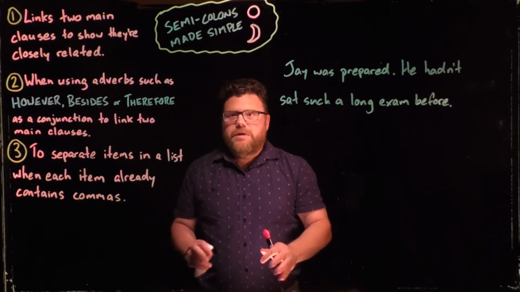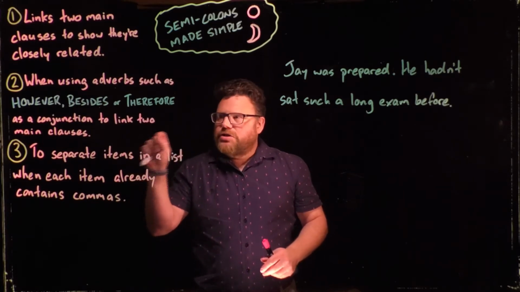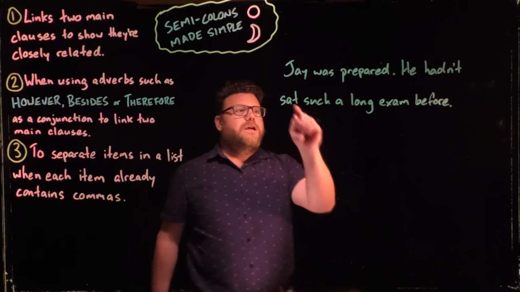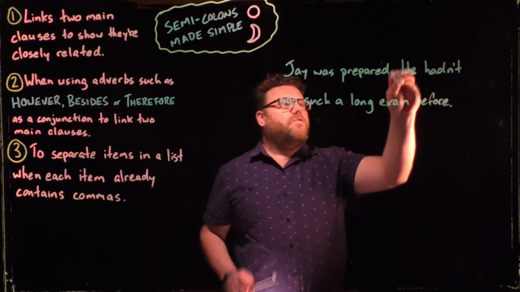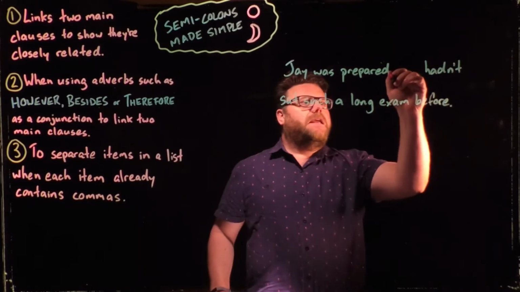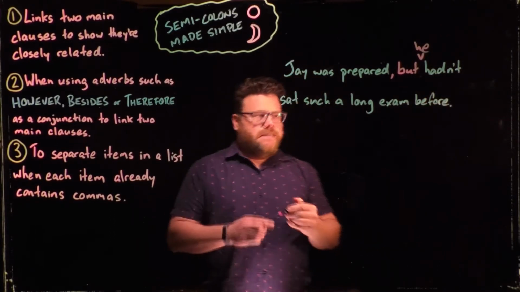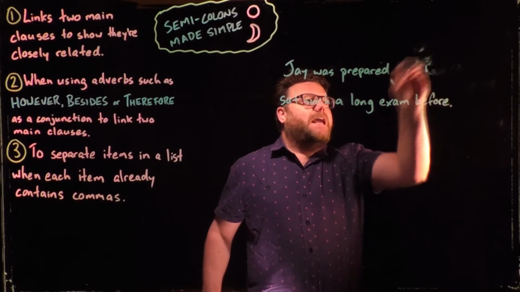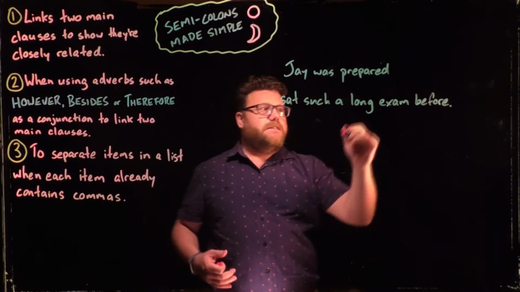The second way we can use semicolons is when using adverbs such as however, besides, or therefore as a conjunction to link two main clauses. In this case, we have to use a semicolon. Let me show you an example. Jay was prepared. He hadn't sat such a long exam before. Two sentences. We could use a coordinating conjunction and a comma to make this: Jay was prepared, but he hadn't sat such a long exam before. But if we want to use the word however, because it's an adverb, we need to bring in the semicolon. Okay, because they would be two separate sentences, or they could be.